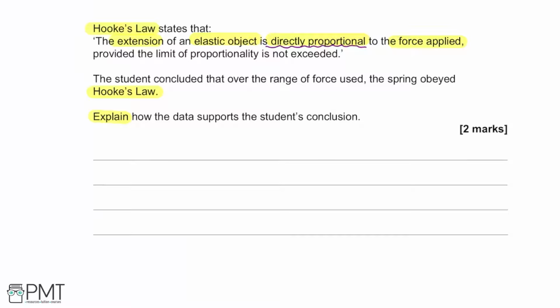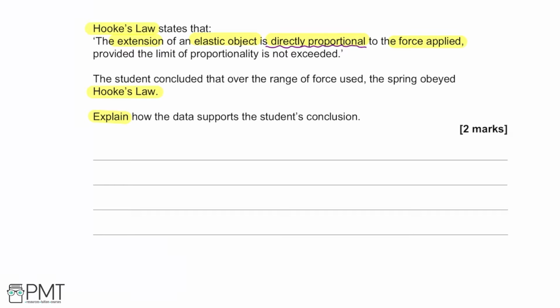Now, if we link back to the graph that we just drew, we know that this is in fact the case for the spring. So if the spring created a straight line on a force extension graph, which also went through the origin, it's going to be creating this directly proportional graph between force and extension, showing that it is obeying Hooke's law up to this maximum force of 10 newtons that we applied.